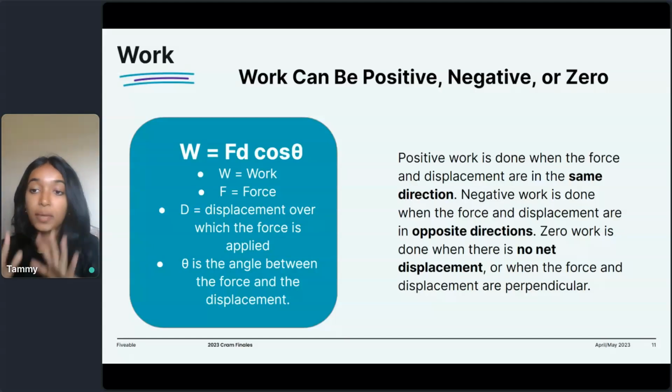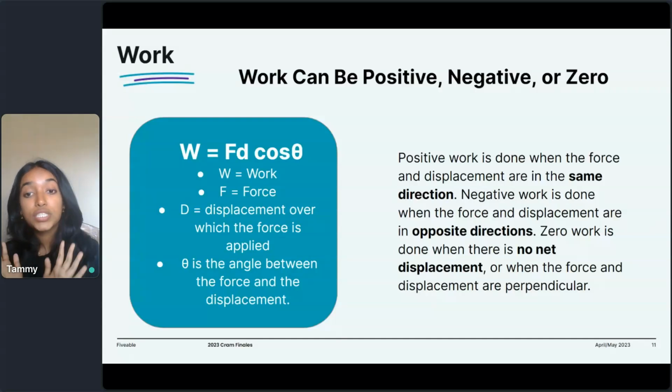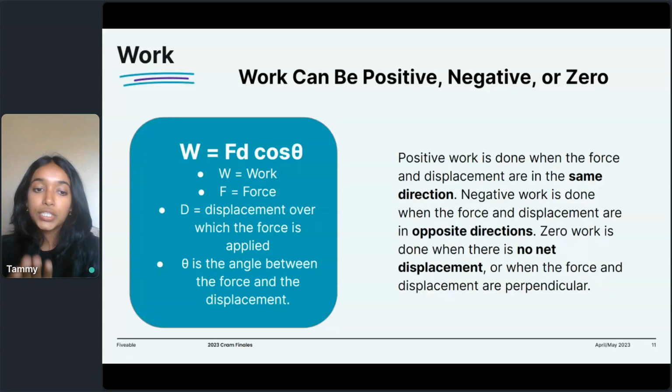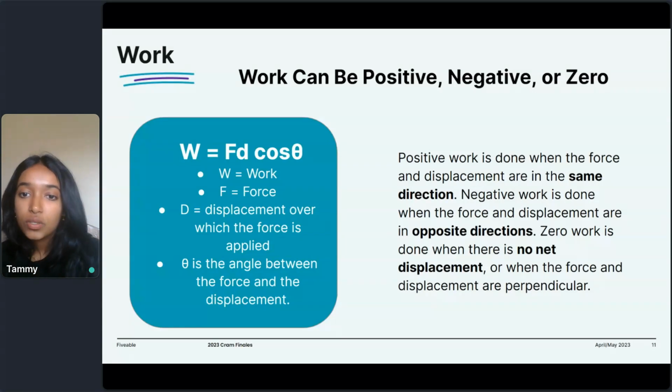For example, if I push a box across a room, the force I apply is in the same direction as the displacement that box moves. So I can say the work that I do is positive on that box. On the other hand, if the force and displacement are in opposite directions, negative work is being done on the object. For example, if I try to push that box uphill, the direction of displacement is downward while I'm trying to push uphill. These directions are opposite, making the work done on the box negative.